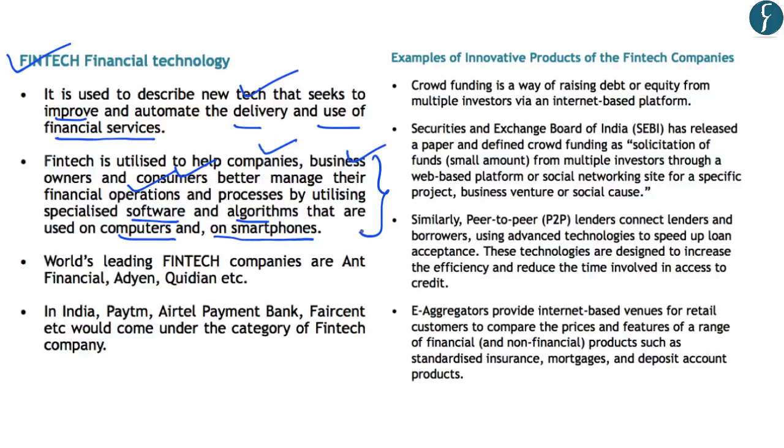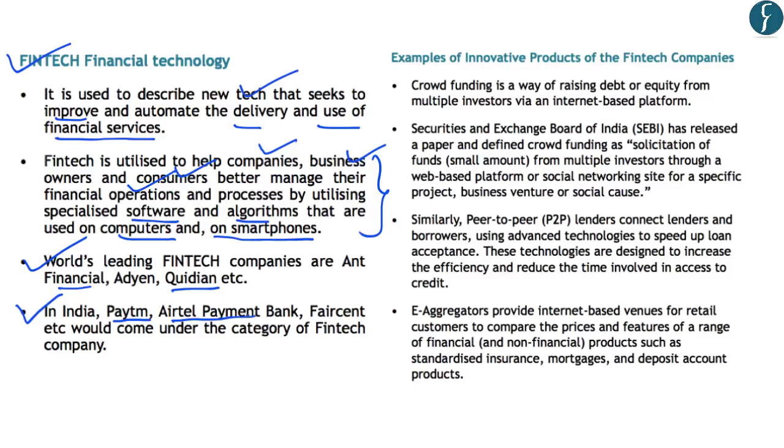Now, for example, by using the financial technology, a person can buy an insurance from the insurance aggregator. So that is how the insurance aggregator companies are providing options to the customers, etc., by using technologies from the internet. Now, another example of the financial technology are the payment wallets that are present in the country. Now, the world's leading financial technology companies are Ant Financial, Qudian, etc. And in India, there are fintech companies like Paytm, Airtel Payment Bank, etc.